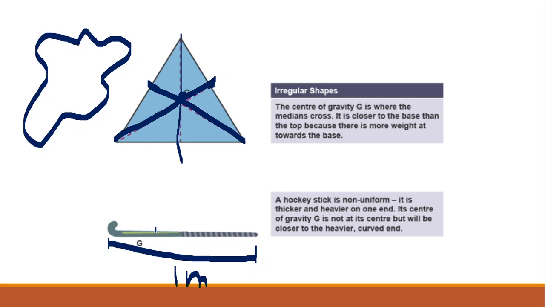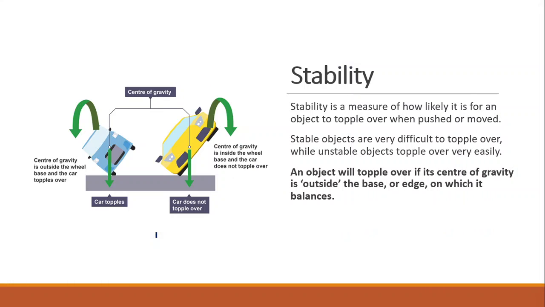It will be somewhere over here or here, closer to the bulkier end, where you hit the ball from, because that is heavier and has more mass in it. So basically the mass of this side will be equal to the mass of this side, and then this point will be the center of mass.